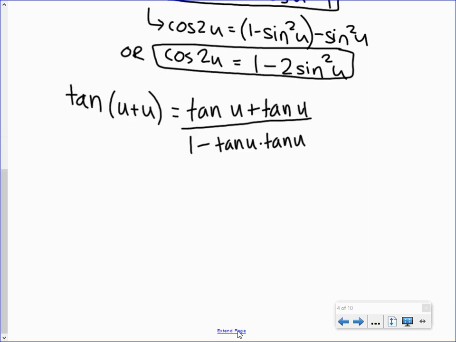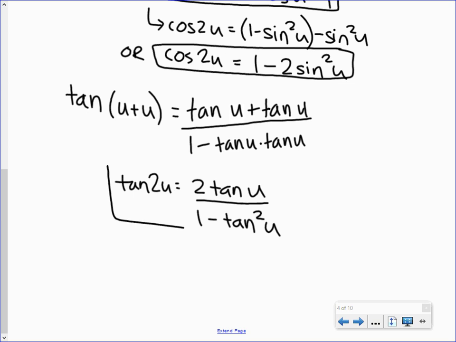You're doing a good job. You're just following the formula from yesterday. Top numerator should look like tangent u plus tangent u. So then I have 2 tangent u's in the numerator. In the denominator should look like 1 minus tangent u times tangent u. So that's 1 minus tangent squared. And this is equal to tangent of 2u.